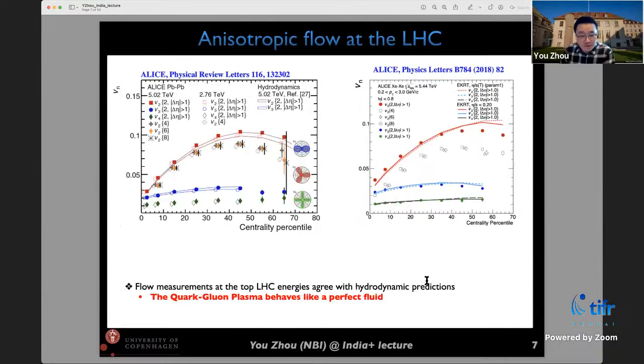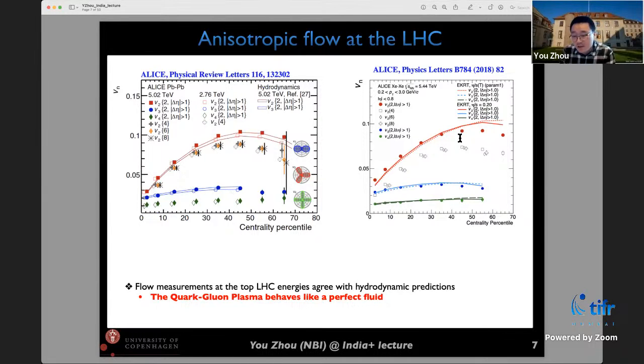Okay, so we will move on, and this is the measurements at the LHC. On the left-hand side is the first flow measurement at the top energy, 5.02 TeV in lead-lead collisions, where I show you the centrality dependence of V2 in red, V3 in blue, and V4 in green. And on top of the LHC measurements, we also have the theoretical model prediction from the hydrodynamic model, where you can see a very good agreement between the two.